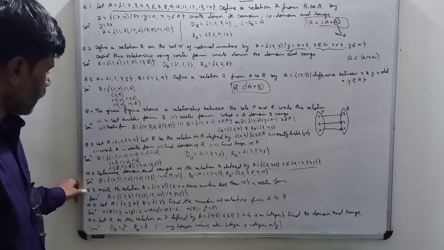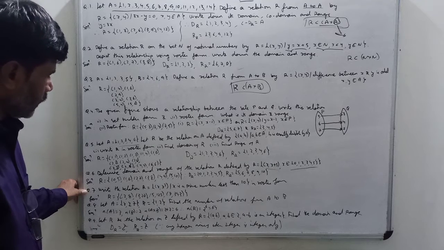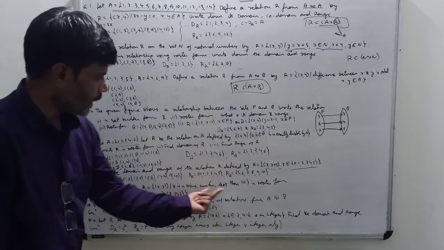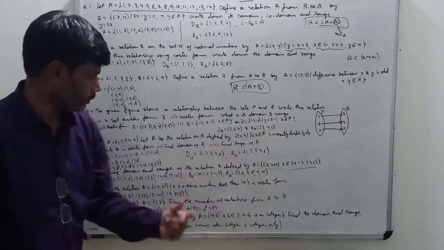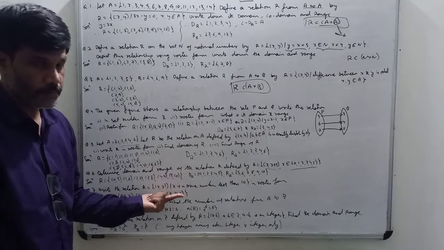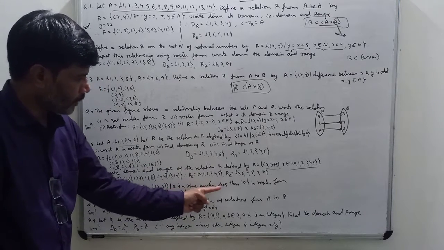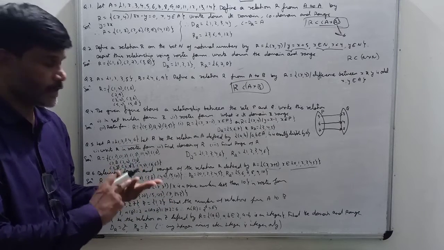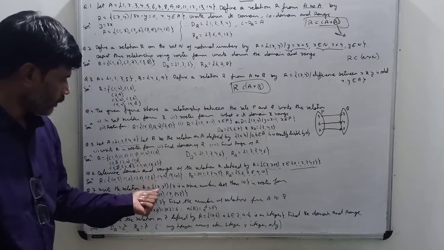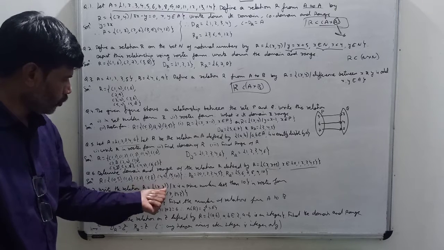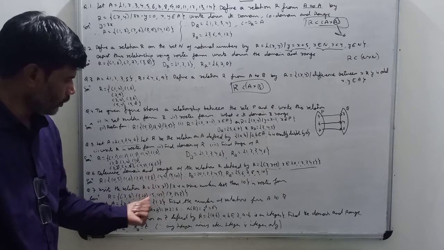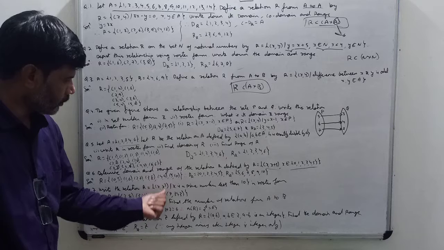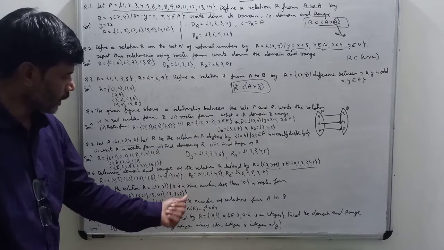Now question number 7. Write the relation R equals (x, x cube), where x is a prime number less than 10, in roster form. See, this is a set builder form. Okay, so now x is a prime number less than 10. What are the prime numbers less than 10? 2, 3, 5, 7. So put one by one. When we put 2, 2 cube, 8. When we put 3, 3 cube, 27. When you put 5, you will get 125. When you put 7, you will get 343.